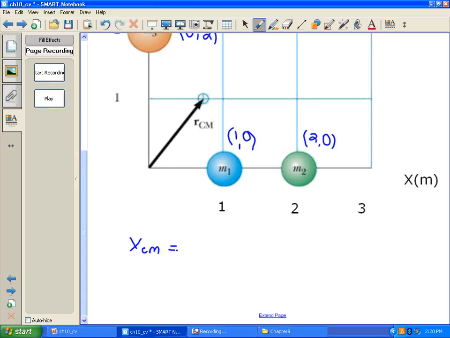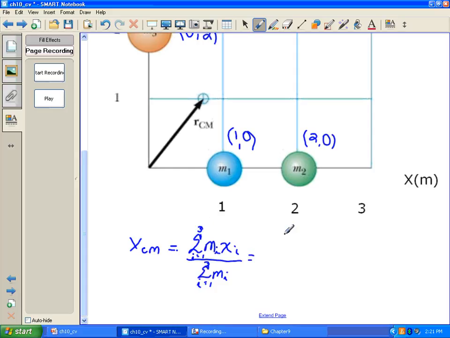X center of mass is equal to the sum of each of the masses times their relative position on the coordinate system divided by the total mass of the system. Okay, so I, in this case, would go from 1 to 3, since we have 3 masses to sum.